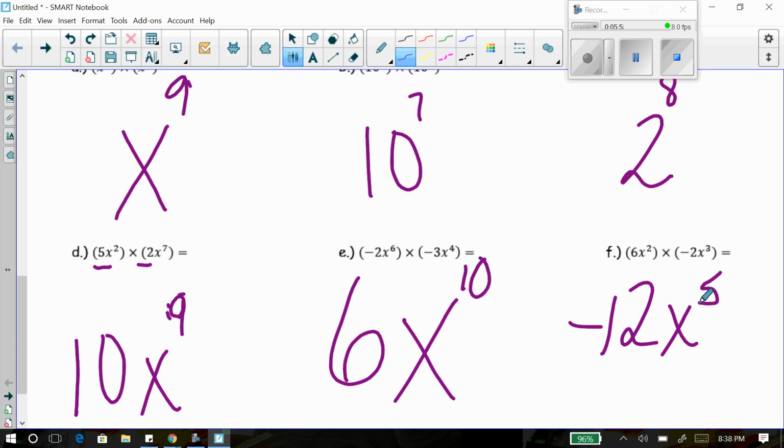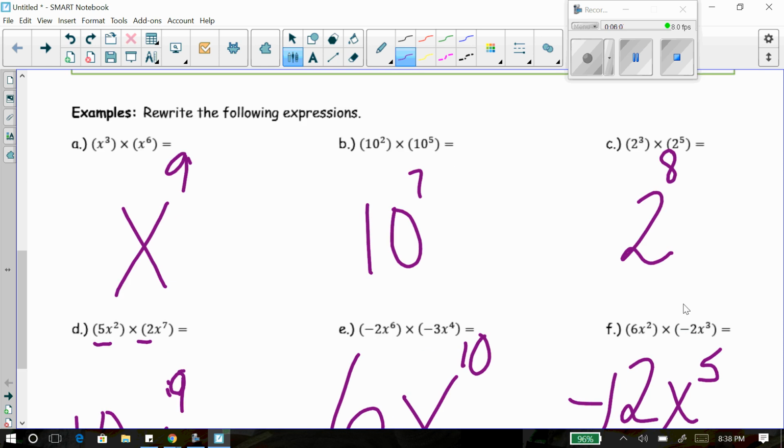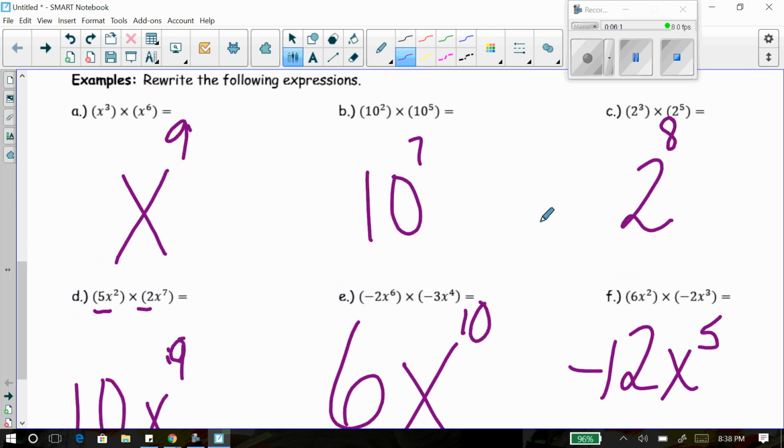All right, so that's your first rule. When you multiply expressions, you add the exponents when they have the same base. So all these have the same bases. Actually, this had a base of x, base of 10, base of 2, base of x, base of x, base of x. The base is what's being raised to the exponent.